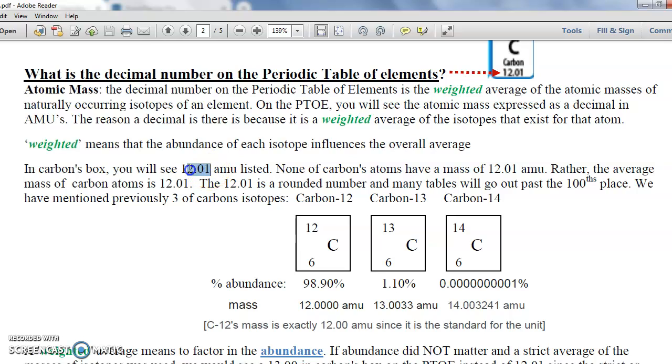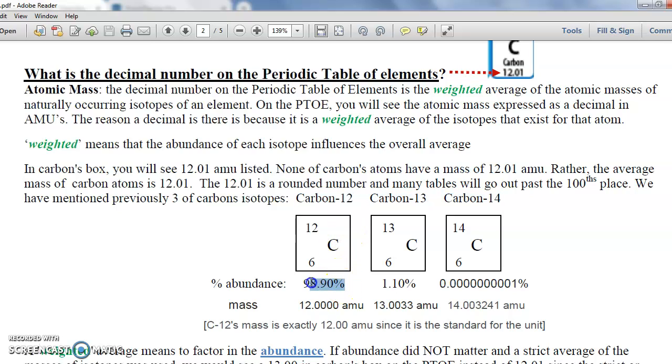In carbon's box, you'll see 12.01 AMUs listed there. Actually, none of the carbon atoms have a mass of 12.01. It is the average mass of the different isotopes of carbon. What were the carbon isotopes? We had carbon-12, carbon-13, and carbon-14. Those were all isotopes of carbon. So all these atoms contribute to that average.